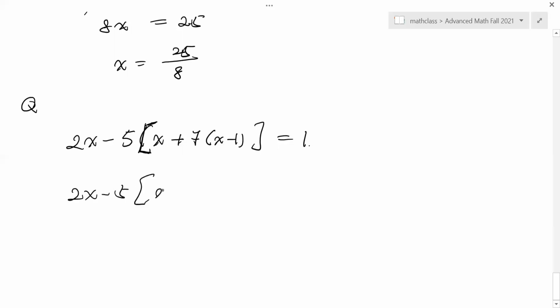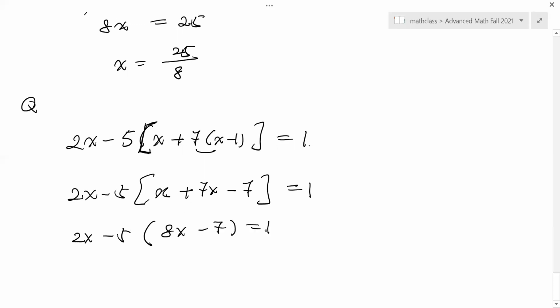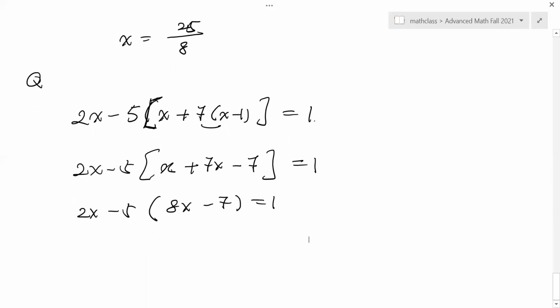2x minus 5x plus 7x, right? Multiply this out, minus 7 equals what? Okay, so it's 2x minus 5x plus 7x, it'll be 8x minus 7 equals what? Let's do step by step, right? Then get rid of this parenthesis again. 2x, 5 times 8 is going to be 40. Negative 5 times 7 is positive 35.